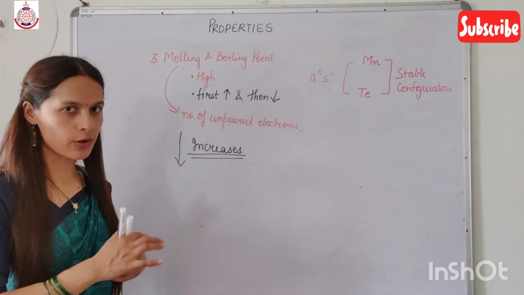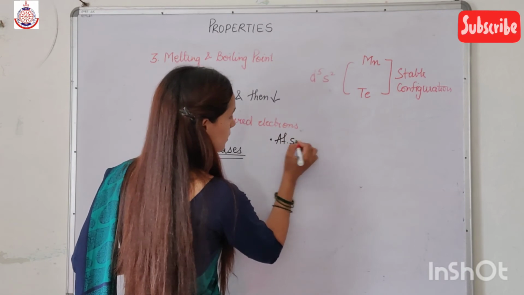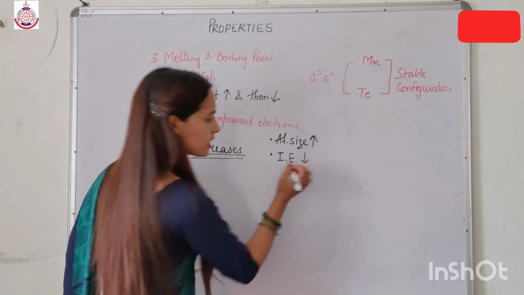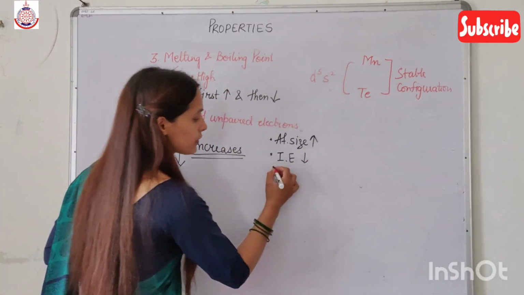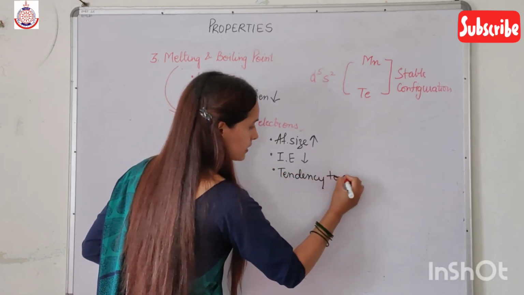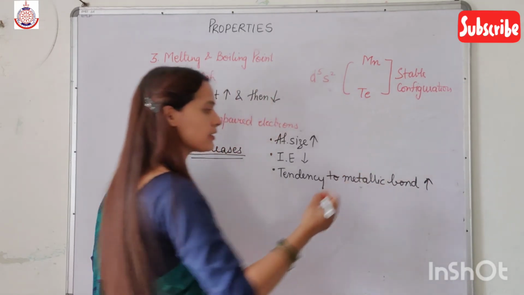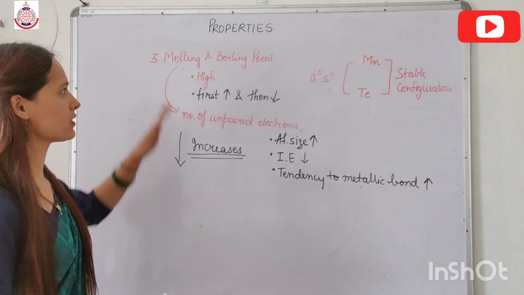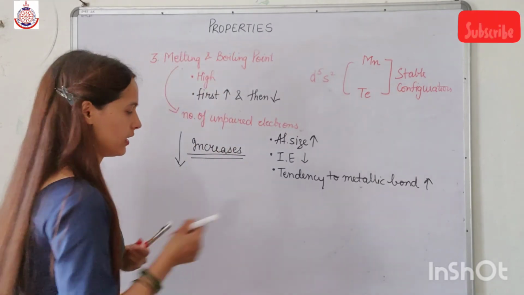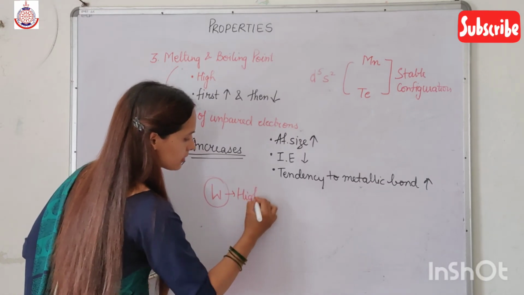It means when we move down the group, what happened? Atomic size increases. Due to the increase in the atomic size, ionization enthalpy decreases, and due to the decrease in the ionization enthalpy, tendency to form metallic bond increases. And if the tendency to form metallic bond increases, therefore melting and boiling point also increases. And because of this reason, tungsten has the highest melting point.